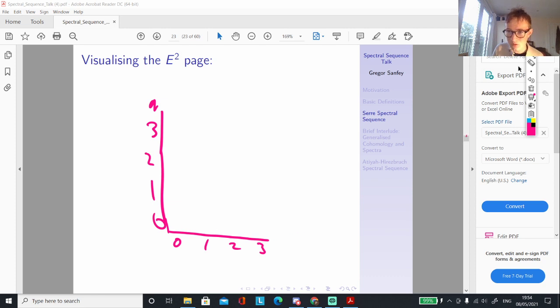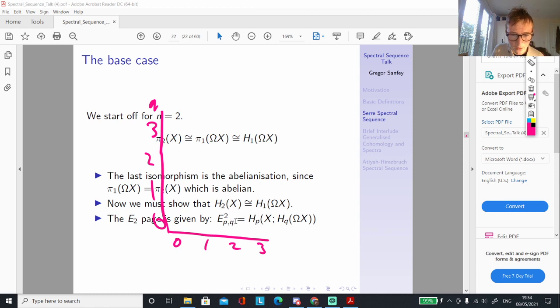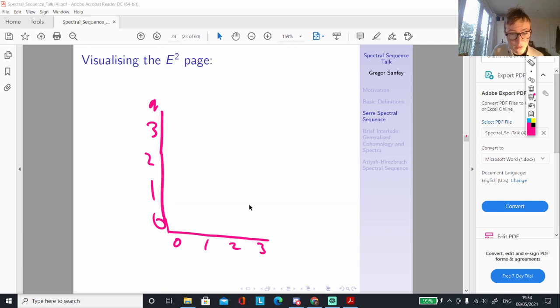Along the row, when Q is 0, we're just going to get the first homology of X. Sorry, I don't know why I'm writing cohomology. This should be homology. First homology of X, second homology of X, third homology of X, and so forth. And then up here, when P equals 0, we're going to get the first homology of the loop space of X, the second homology of the loop space of X, and so on.